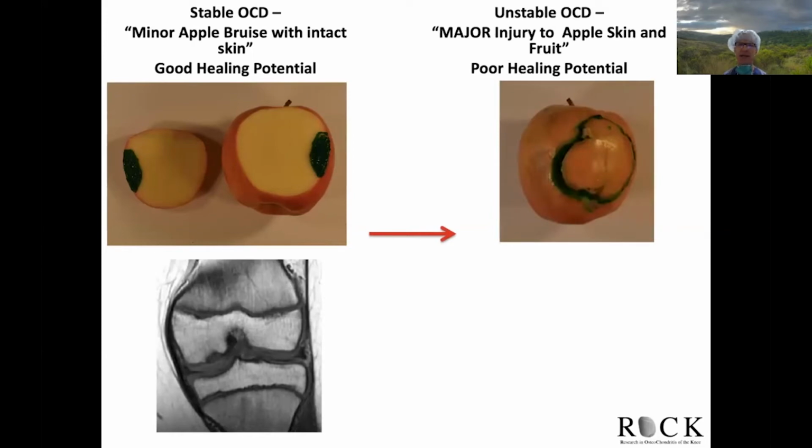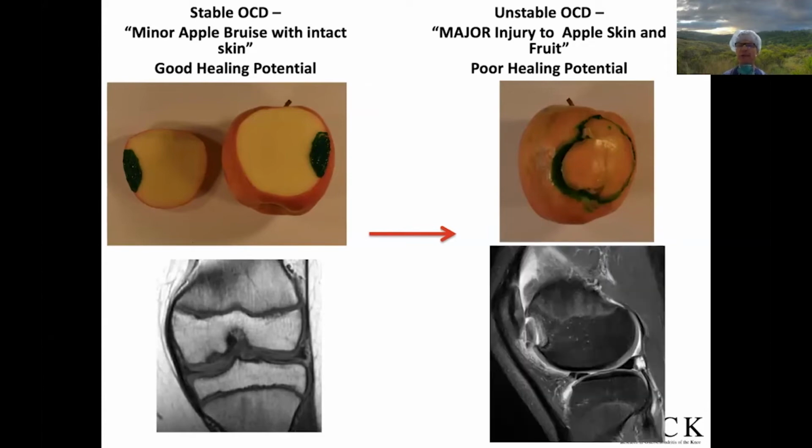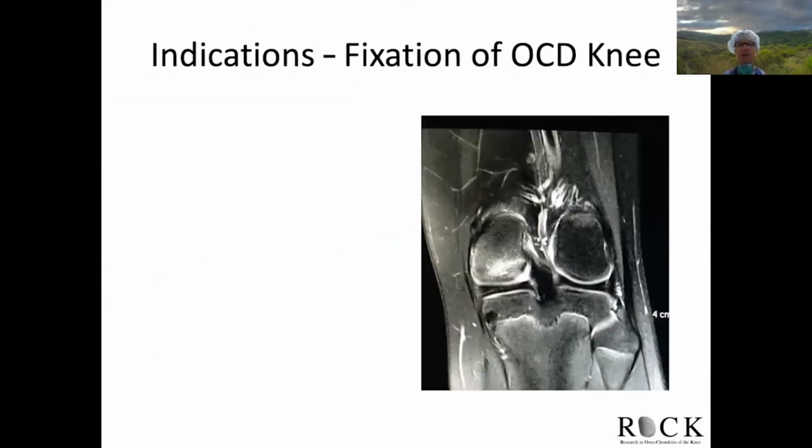Now, we also see these unstable OCDs, and that's where it's more of a major injury, if you will, to the apple skin and the fruit. The skin of the apple, the cartilage surface of the bone, if I can use that analogy, is broken. And we know that even in young children with open growth plates, these do have poor healing potential. And in many cases, they won't heal at all and can become free bodies floating inside the knee joint.